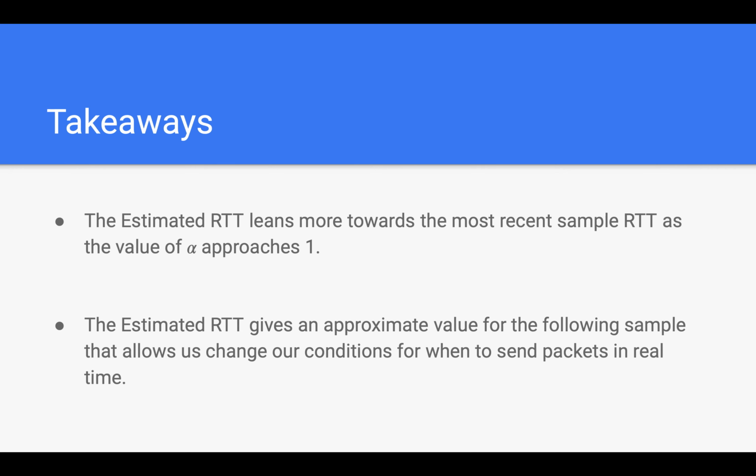So the big takeaways from estimated RTT is that it leans more towards the most recent sample RTT as the value of alpha approaches 1, and the estimated RTT gives an approximate value for the following sample that allows us to change our conditions for when to send packets in real time with respect to resending packets.